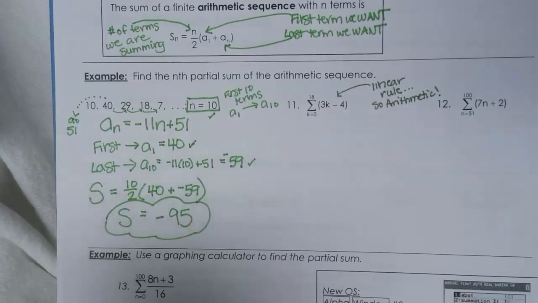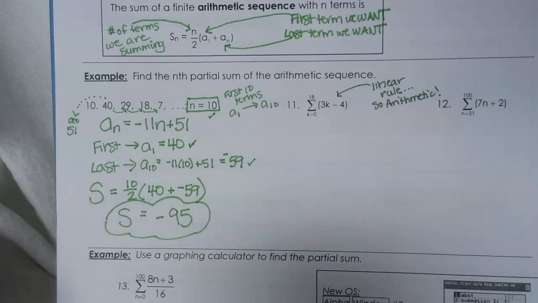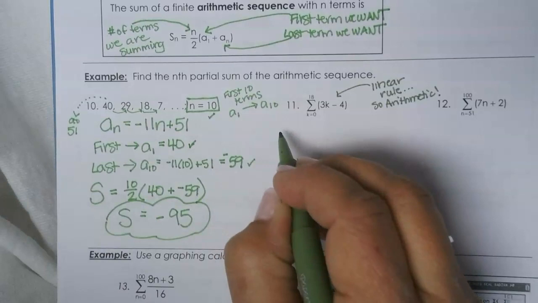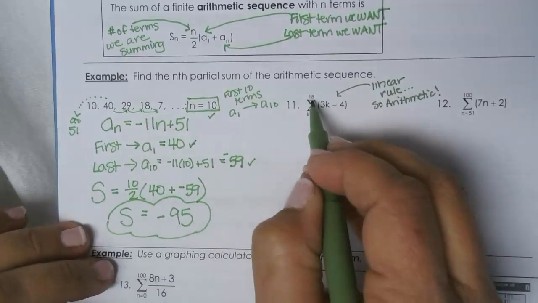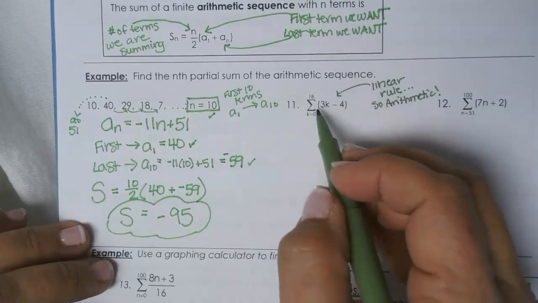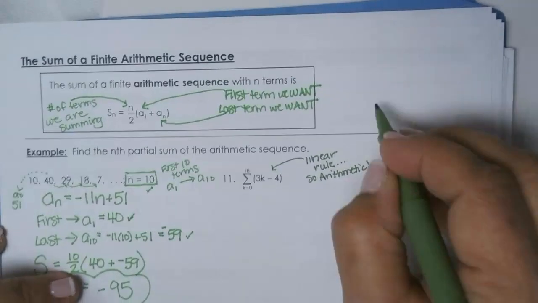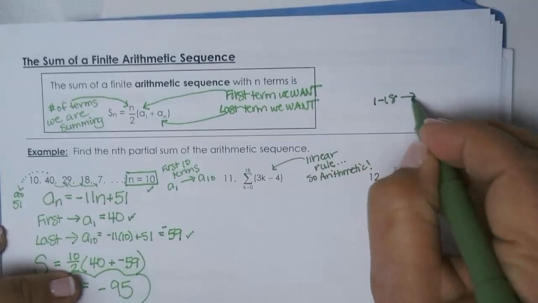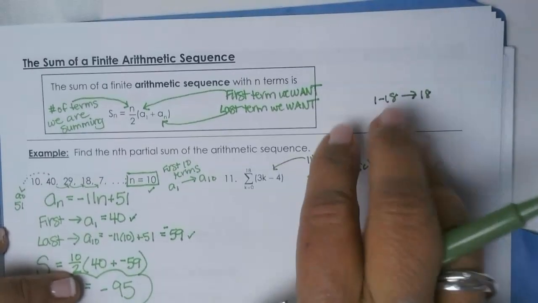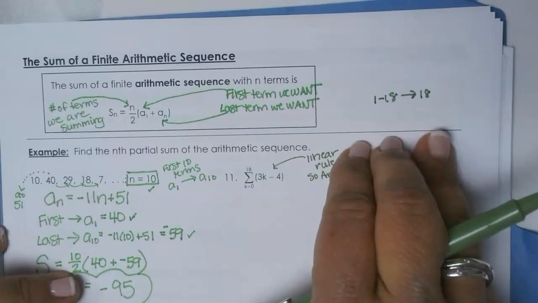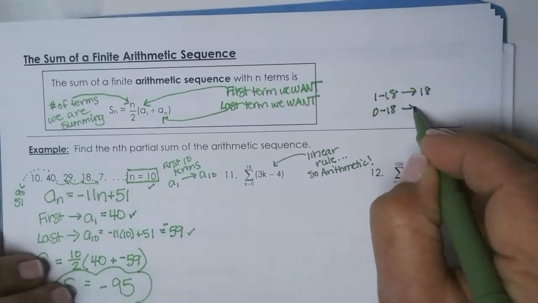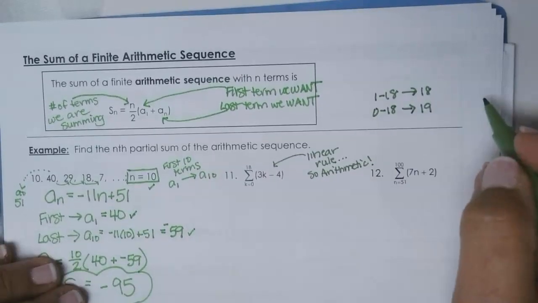Okay, when we're finding n, the n value that we're going to find, a lot of people look at this and they say, oh, well, n is 18, okay? But the issue is that if we went from 1 to 18, that's 18 terms because we're counting 1, 2, 3, 4, all the way up to 18. But if we want to go from 0 to 18, that's actually 19 different terms.